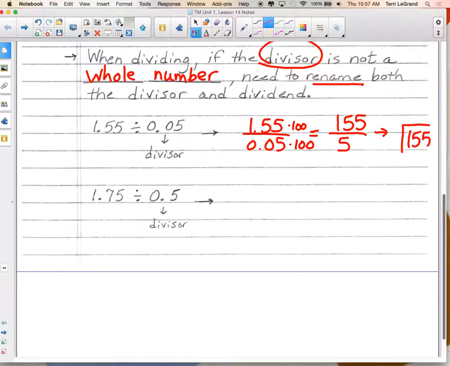155 divided by 5. Okay, write that down. We're not going to divide it out right now. You don't want to know what the answer is. Right now we're just practicing renaming division problems.